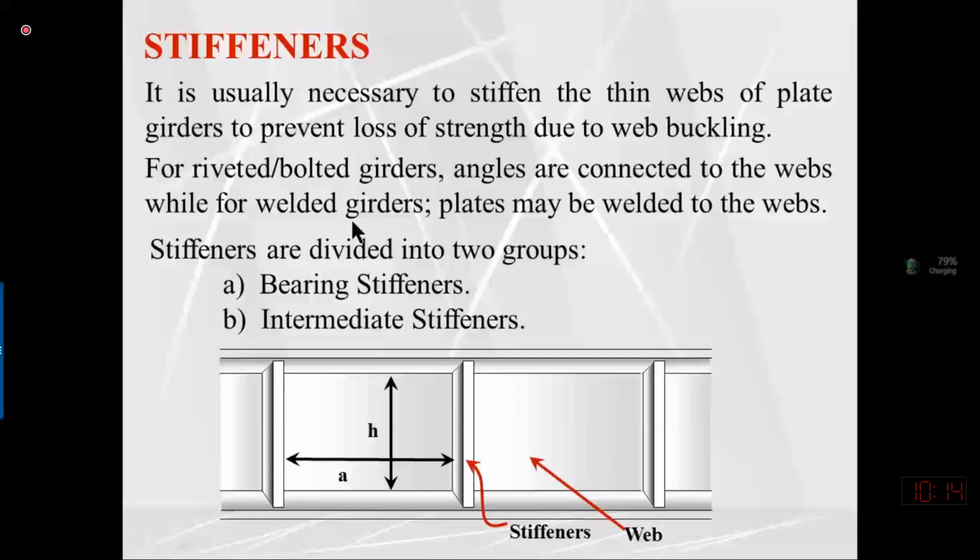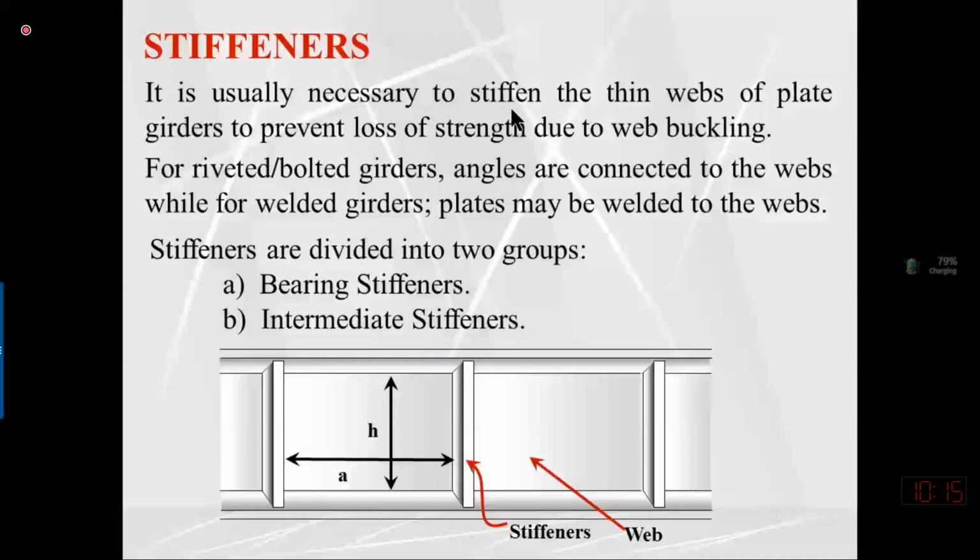It is usually necessary to stiffen the thin web of plate girder to prevent loss of strength due to web buckling. So how is the strength lost? Because if the web is slender, then we are unable to achieve full strength of material. For example, if the yield strength is 250 megapascal, the web will buckle before the applied stress approaches 250. Rather, the web may buckle at a stress value of 100 megapascal.